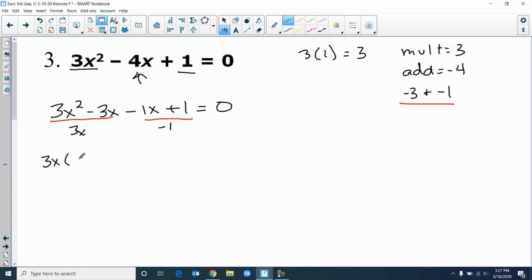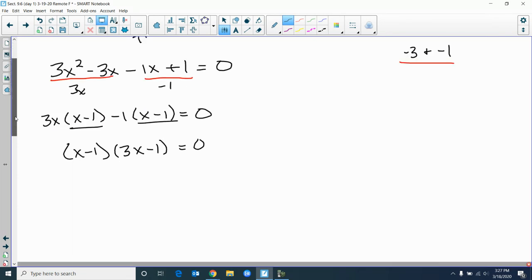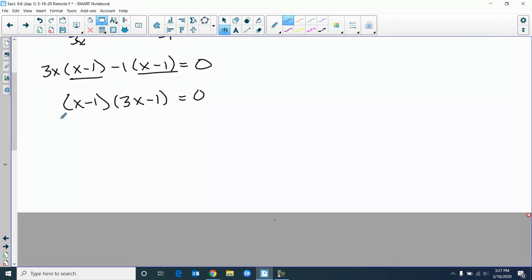When I divide by 3x, I get x minus 1. Negative 1 is my GCF. You divide a negative 1 divided by negative 1. That's going to leave you x. Positive 1 divided by negative 1 is a negative 1. So these two match up. Now when I do my last step, it becomes x minus 1 times 3x minus 1 equals 0. Now I have it factored.